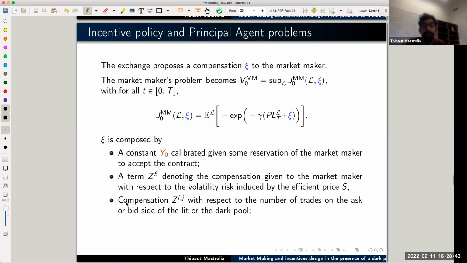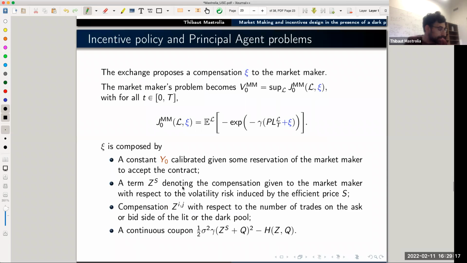We also assume that you will propose to the market maker a compensation depending on the number of trades that arrive on the bid and ask side of both the lit and the dark pool. So if there is a big number of trades, what we expect is that the income of the market maker will be bigger, because the income of the exchange is bigger. And so the exchange can propose a bigger salary to the market maker.